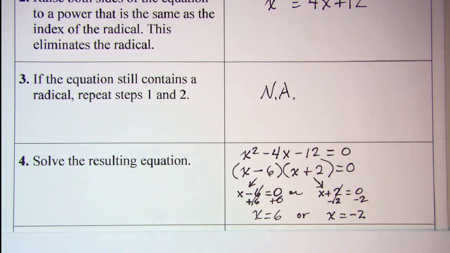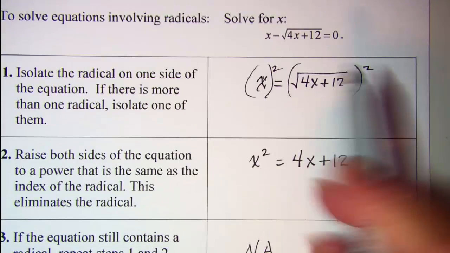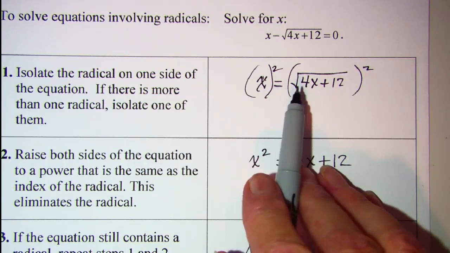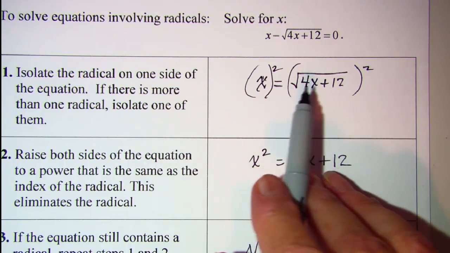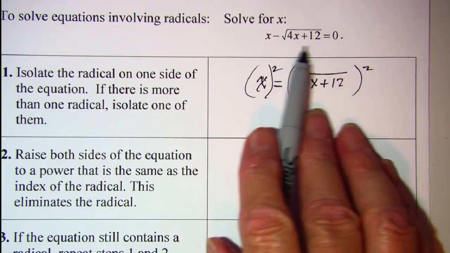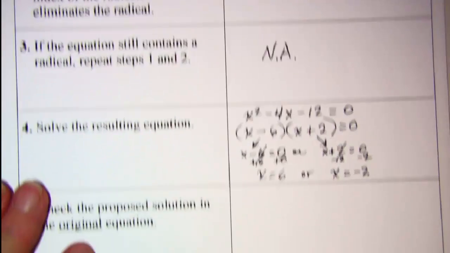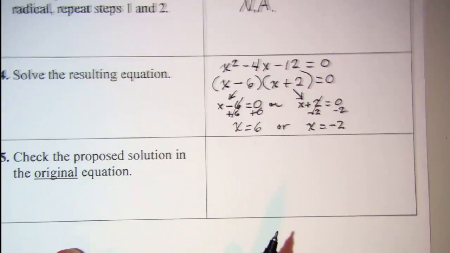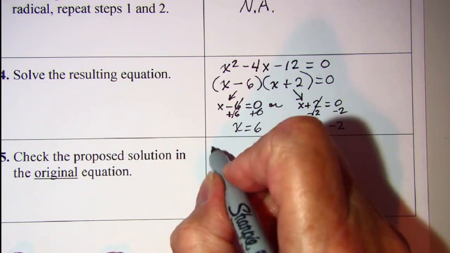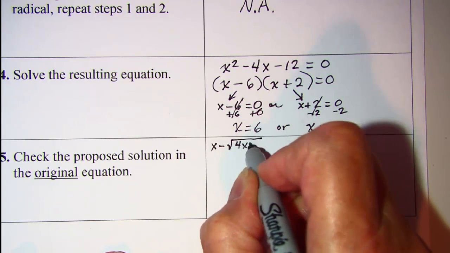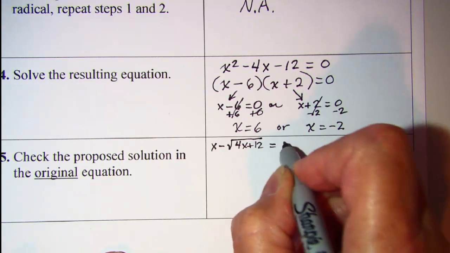Now you can't stop at this point, because you always check when you have a step where you're raising both sides to a power that may possibly generate extra solutions. So I need to check my solutions in this original equation. My original equation was x minus square root of 4x plus 12, and that was equal to 0.